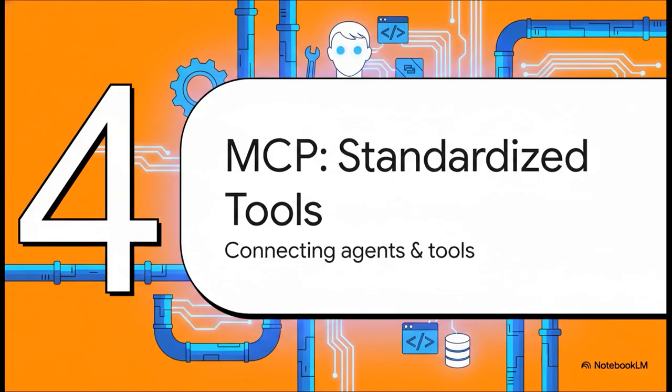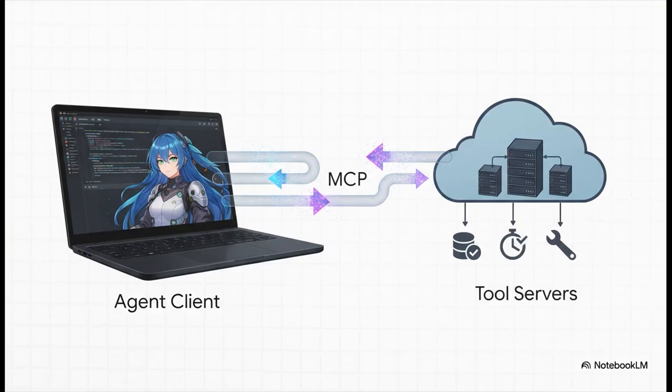But how does an agent actually know what tools are available and how to use them? That's where something called MCP, or the Model Context Protocol, comes in. You can just think of it as the standard plumbing that connects an agent to all the tools it can use. The flow is actually pretty simple. On one side, you have the agent, the client. That could be your code editor or wherever the agent's brain is running.